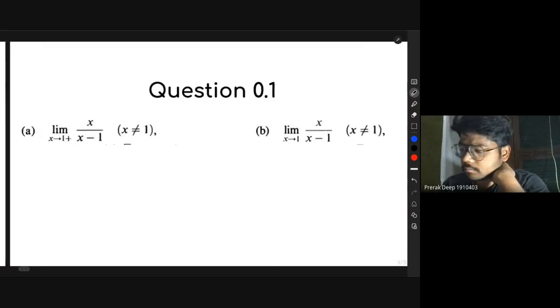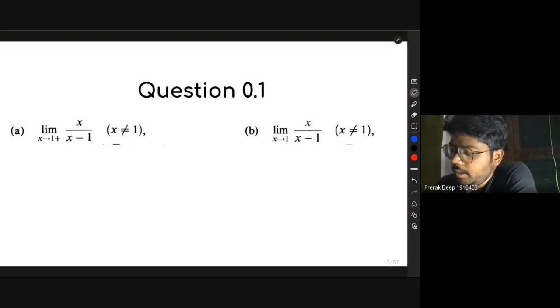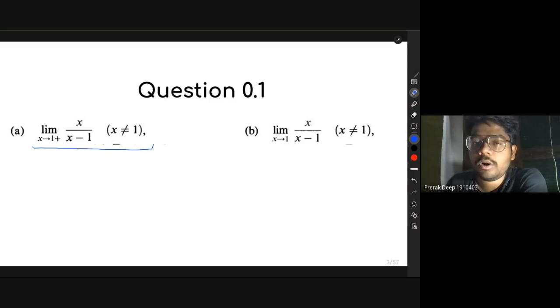Okay, so let us discuss this question number 0.1, in which we need to find out the limit of the function. So in this case, you can see in the first part of the question that the limit is a bit different. It's not directly tending to one; it is tending to one plus.